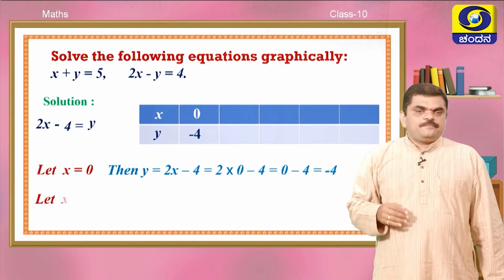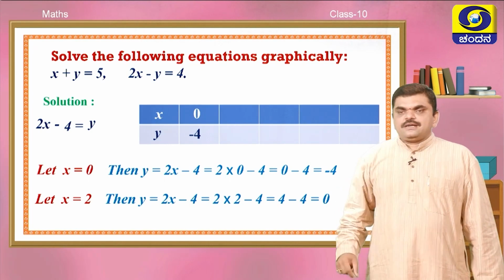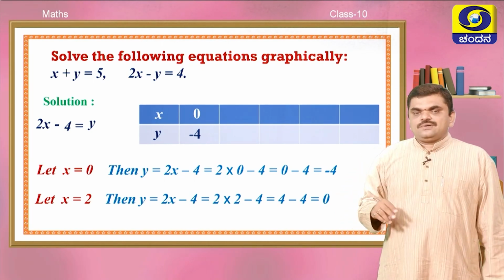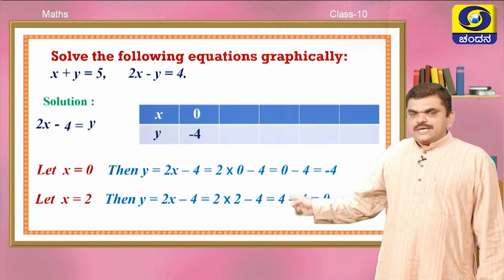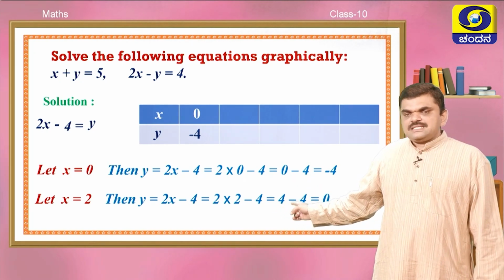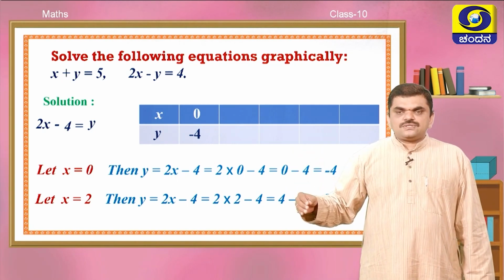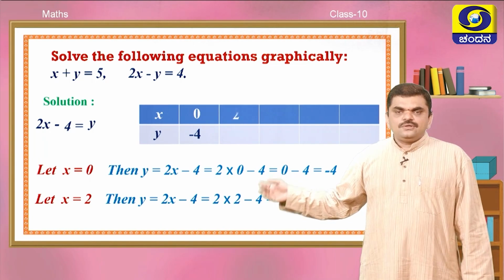In the same way, let x is equal to 2. Again I am skipping here, children, I am taking 2 only here also. Y is equal to 2x minus 4. 2x means 2 into 2 minus 4. 4 minus 4, 0. So, when x is equal to 2, y is equal to 0.